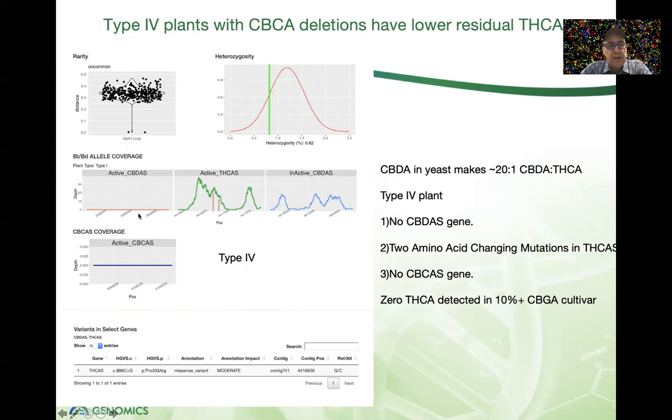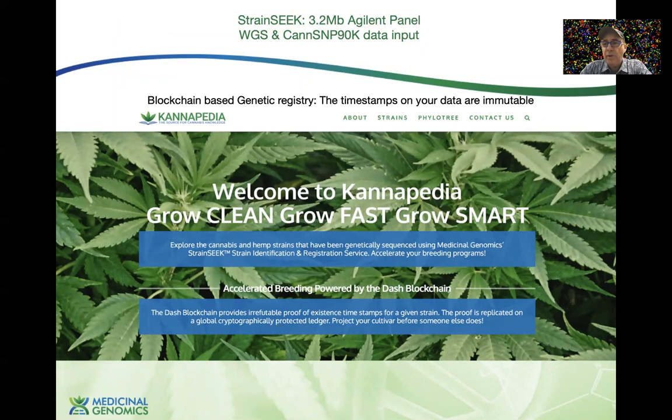We can chart the heterozygosity of these with this tool. And of course, there's like a little bit of a 23andMe-like report on the variants that we can find in the genome. This leads us to Cannapedia, where a lot of this data is stored. So this is a public repository of sequence data. You can download any of this data.